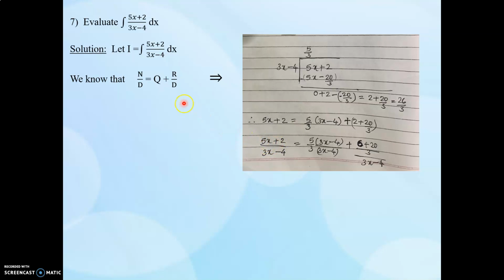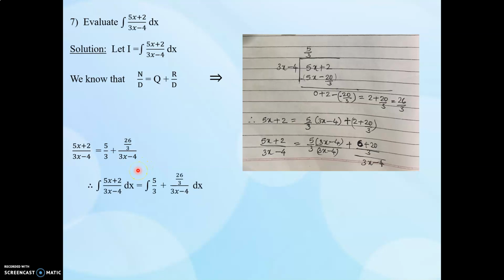So 5x plus 2 upon 3x minus 4 is equal to 5 upon 3 into 3x minus 4 upon 3x minus 4 plus 26 upon 3 upon 3x minus 4. So 3x minus 4 and this one cancel. That you can write as 5x plus 2 upon 3x minus 4 equal to 5 upon 3 plus 26 upon 3 upon this one.